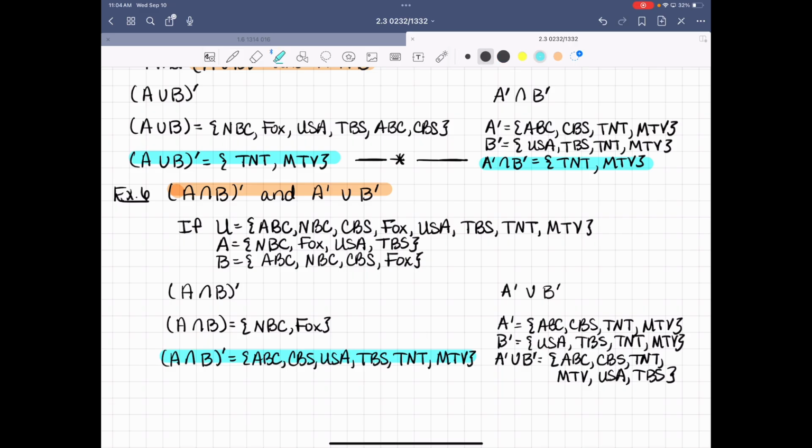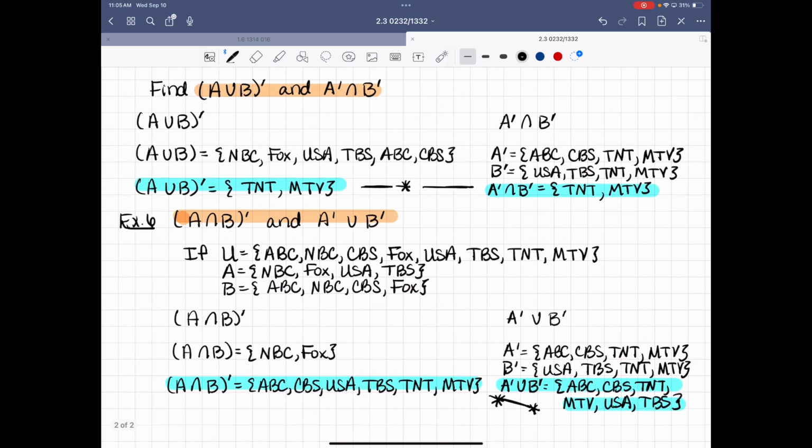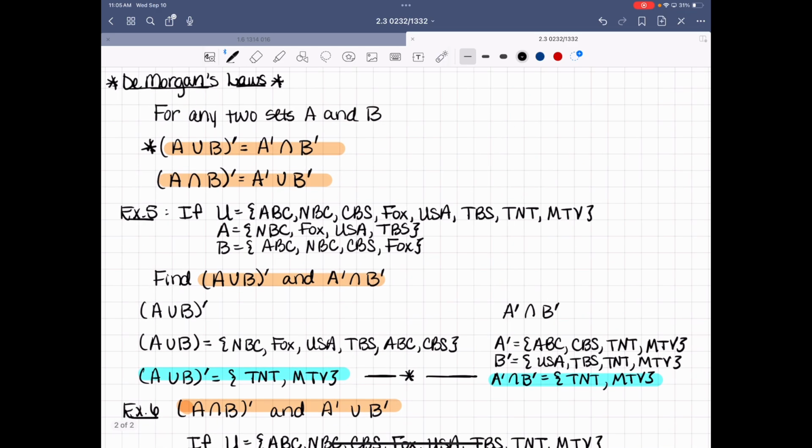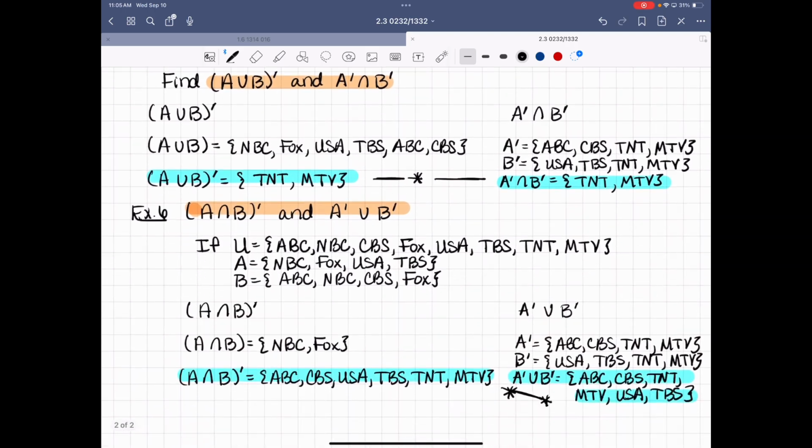Did I get the same thing? Please tell me I did, or I've hit my mistake. They both have ABC, right? Yeah, CBS. They both have USA. They're not in the same order, but TNT, TBS, TNT, and MTV. Yep. So you showed that these two are the same, as this second De Morgan's law says. Okay, you've proven the second set.